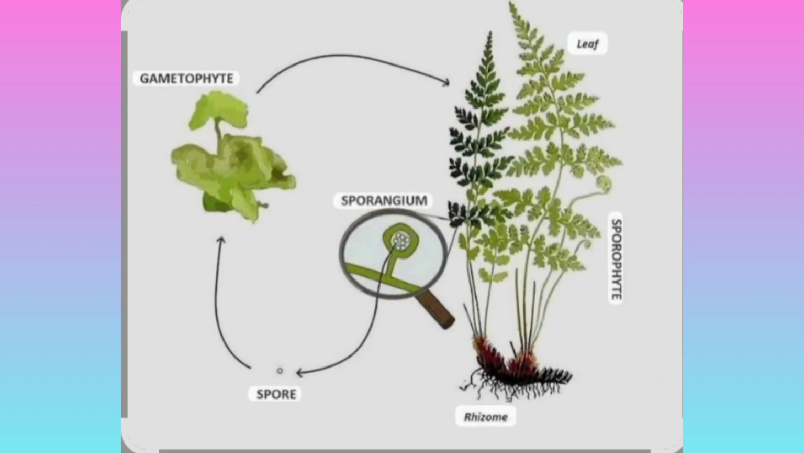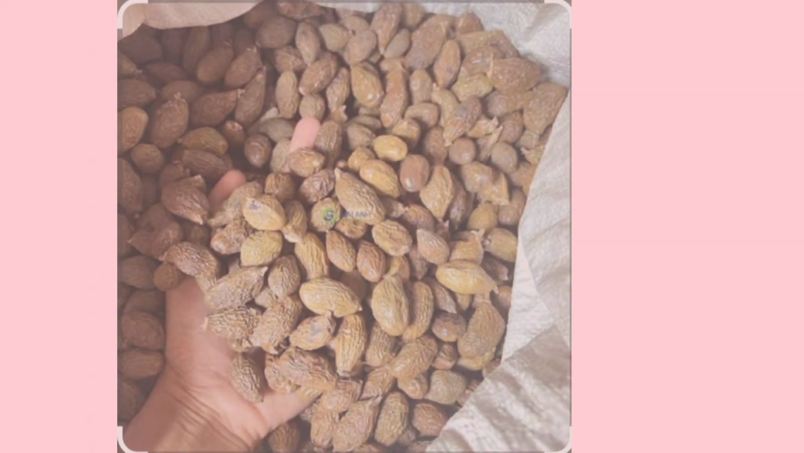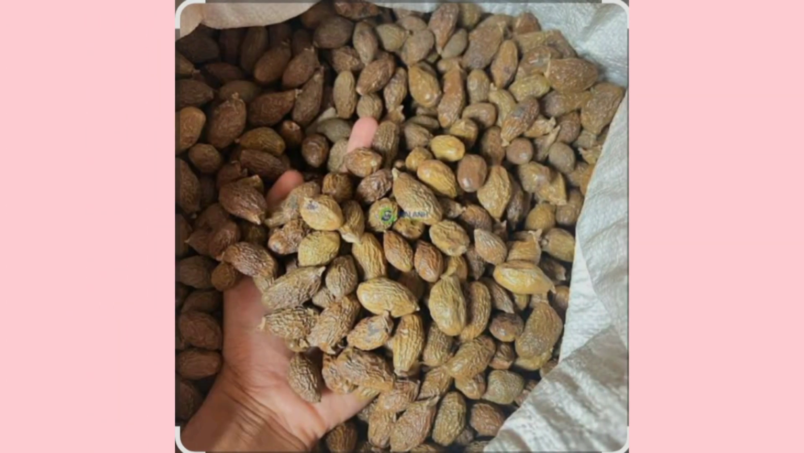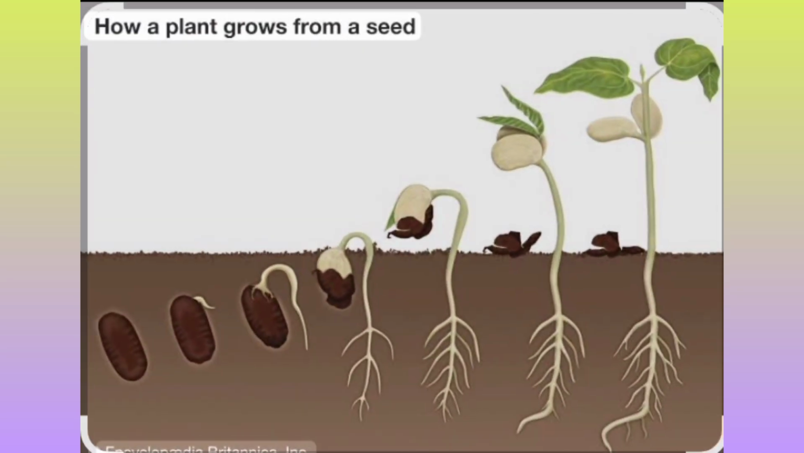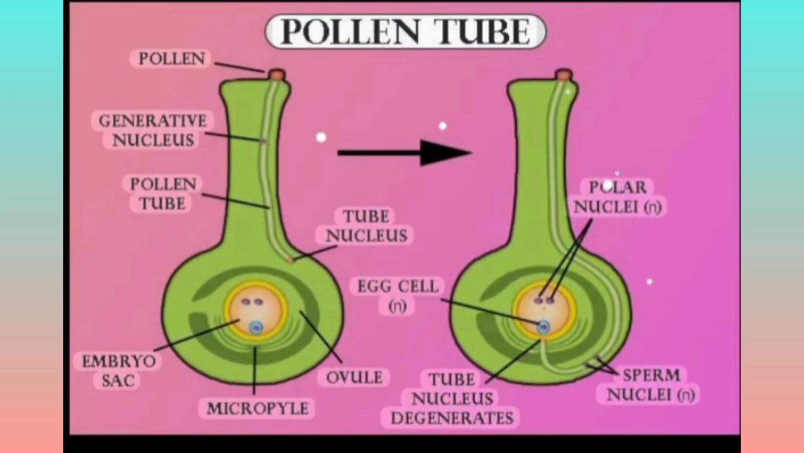Tracheophytes produce sporangia, which contain spores. In seed plants, reproduction takes place through seeds instead of spores. Seeds are dispersed to different places, where they germinate and develop into new plants. Tracheophytes produce pollen grains and pollen tubes for fertilization.